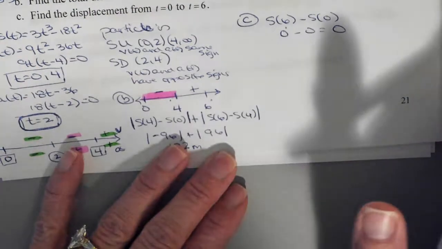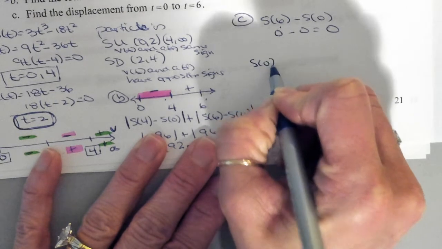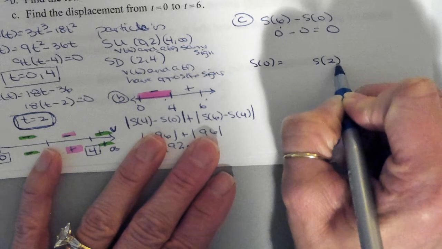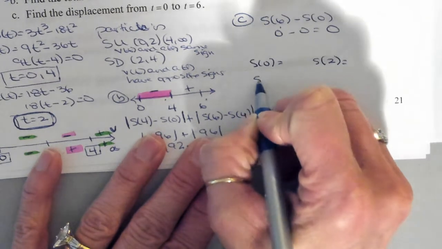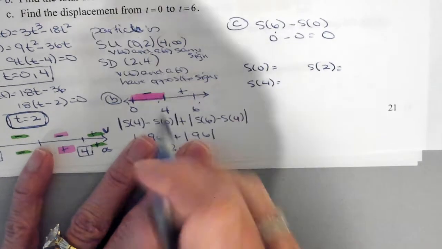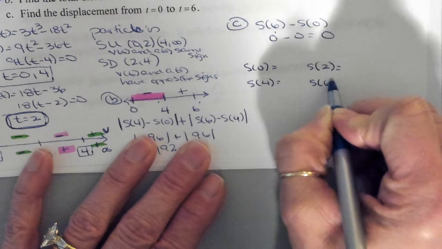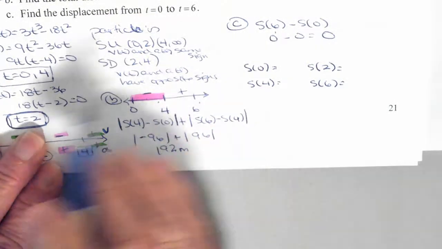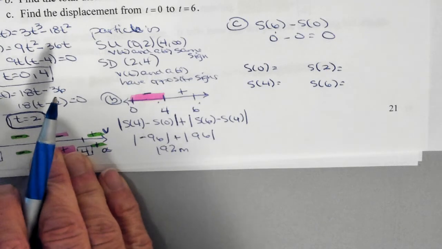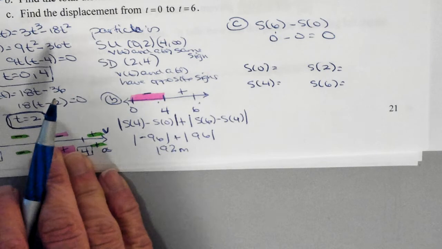So even though this question is not on here, what we're taking a look at is the position of the particle at 0, the position of the particle at time 2, the position of the particle at time 4, and because this time frame was 0 to 6 for the entire problem, we also want to know the position of the particle at time 6. So you use all of the critical numbers from both acceleration and velocity, as well as the critical numbers from the time frame, 0 to 6.